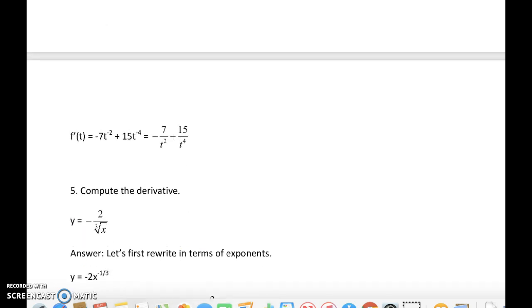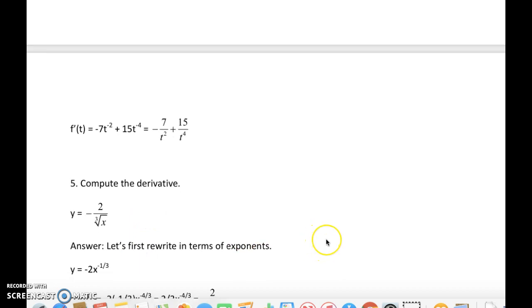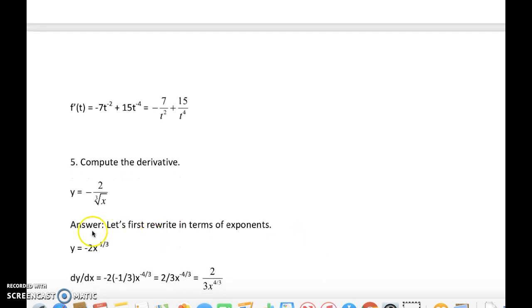Let's look at the next example. So we have negative 2 divided by the cube root of x. And again, you want to rewrite these in terms of exponents. So we have negative 2x to the negative 1/3 power. The derivative means we take this piece and bring it down here. So we have 2 times negative 1/3. And we have to subtract 1 from the exponent. So we're subtracting 1, or 3 divided by 3, from negative 1 divided by 3, which is going to give us x to the negative 4 over 3.